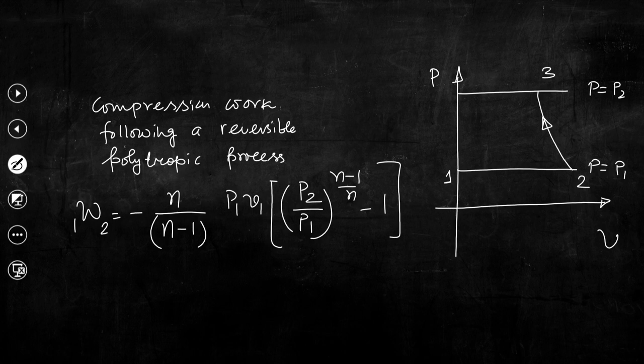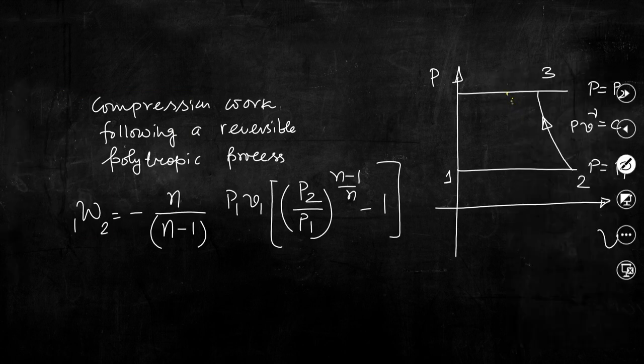So, from pressure P 2 to P 3, we need to raise the pressure of the working fluid, and say this is P v to the power gamma equal to constant. So, this is the process. Now, if we consider the compression process to be reversible isothermal, this is point 4. So 2 to 4 is reversible isothermal compression.